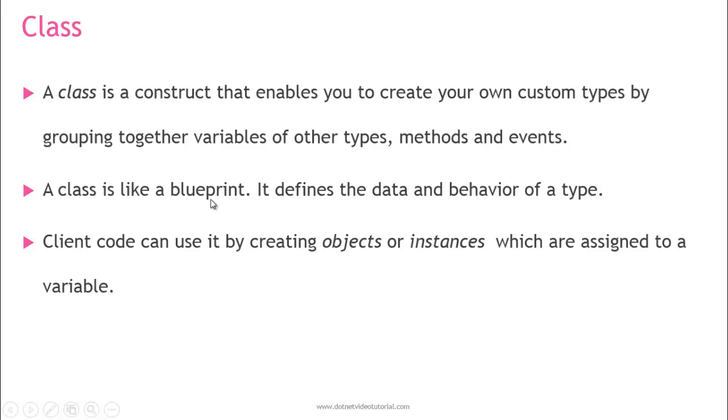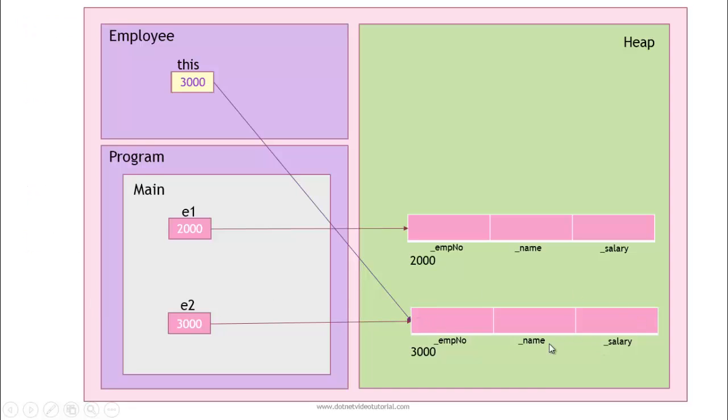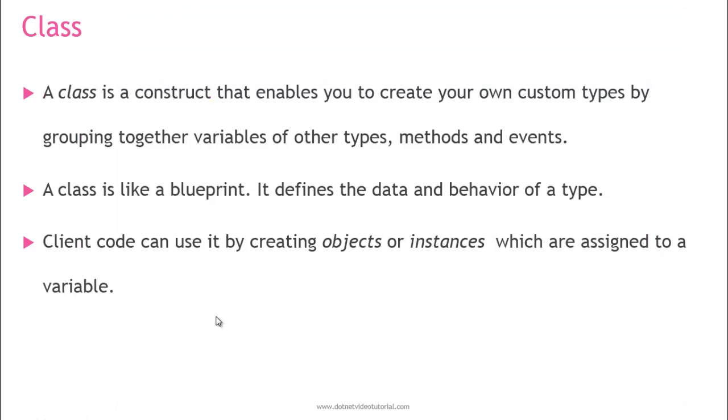Class is a blueprint for its object. So whenever we create object E1, it will get all the data and behavior that we have declared in the class. Third, when you create an object, what do you do? You create the object on heap and you assign its reference to the variable which is on stack. So these are three important points about class.